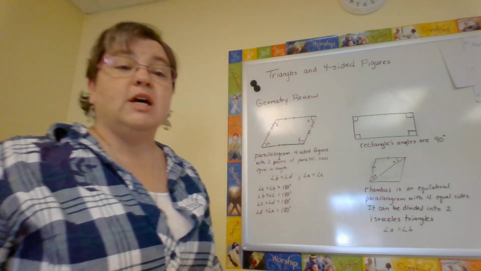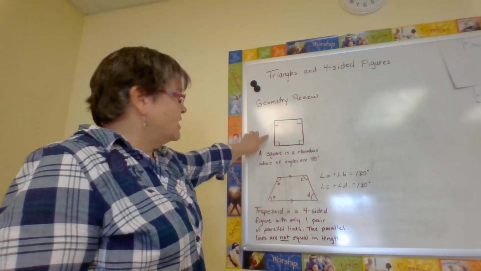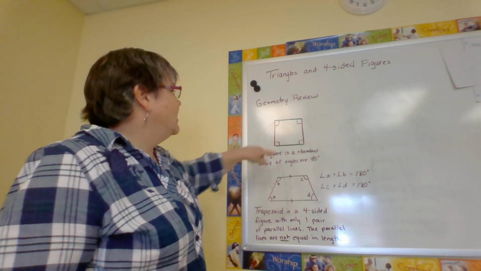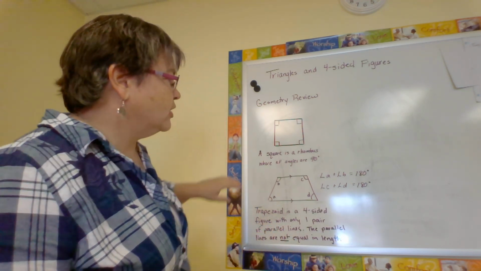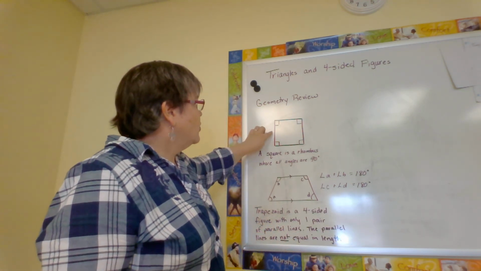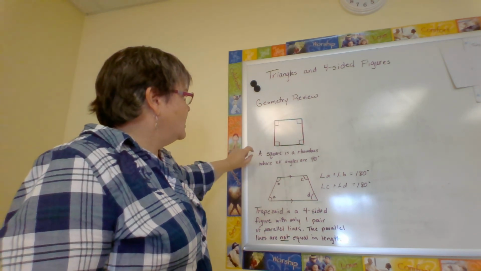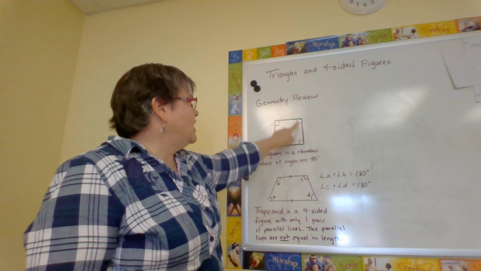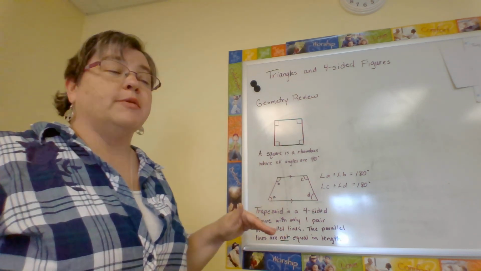Okay, we're almost done with the review. All right, here we go. This is a square. A square is a rhombus. Remember, a rhombus is an equilateral parallelogram with four equal sides. Well, it has four equal sides, which makes it a rhombus, but because it has 90-degree angles, it is also not just a rhombus, but a square.